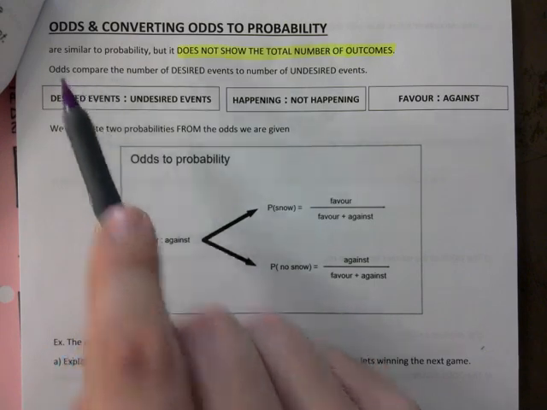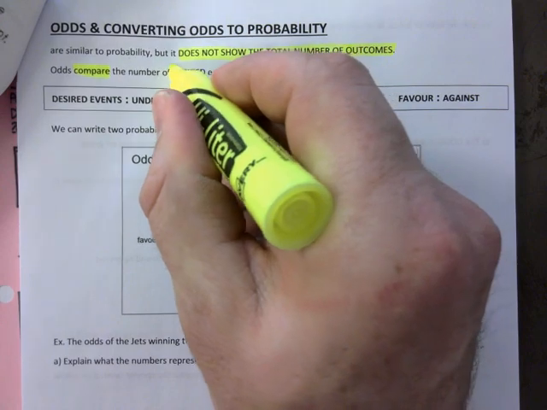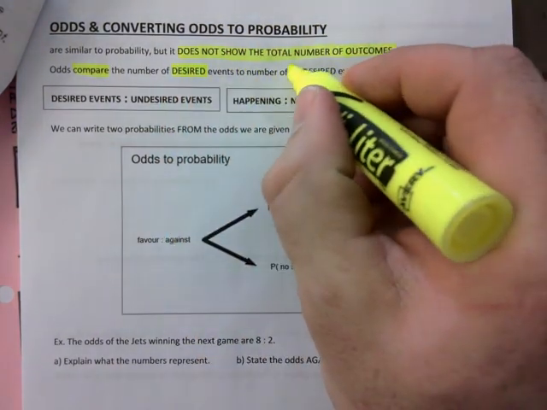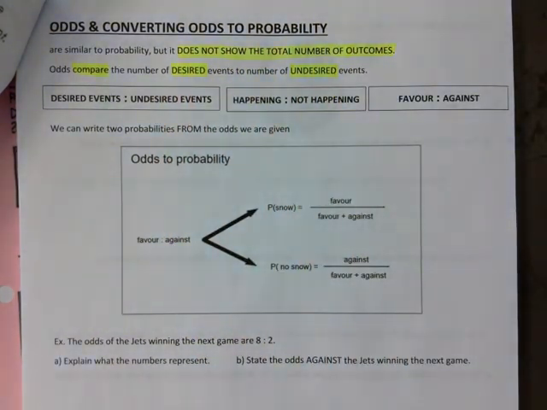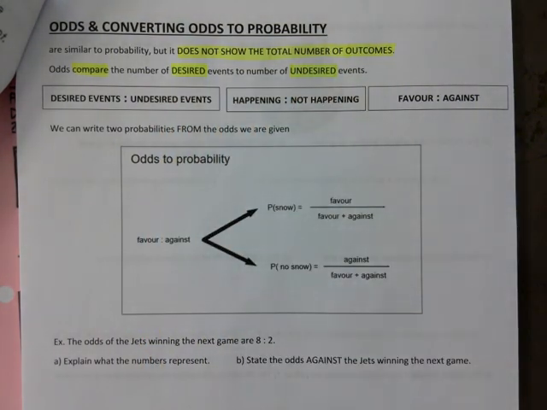Odds compare the number. Pay attention, guys. Compare the number of desired to the undesired events. So, like winning and losing, it will compare scoring, not scoring, snowing, not snowing, raining, not raining.